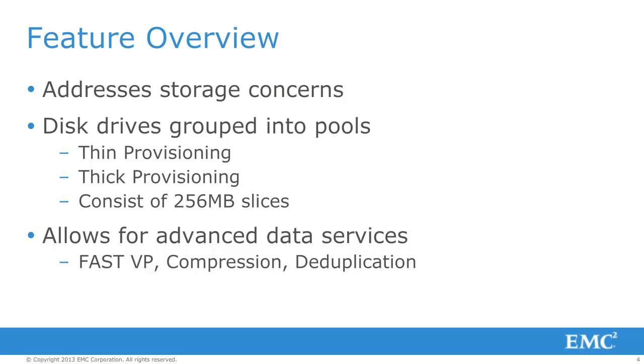The technology allows disk drives to be grouped into pools, which form the basis for provisioning actions. Two types of provisioning that can be done are thin provisioning and thick provisioning, resulting in LUNs. Both types will be explained in the next section. In terms of LUNs, they are allocated space in 256 megabyte slices, allowing for better utilization of resources. Virtual provisioning technology also allows for advanced data services like FastVP, compression, and deduplication, which can be fully explained by searching in EMC online support.